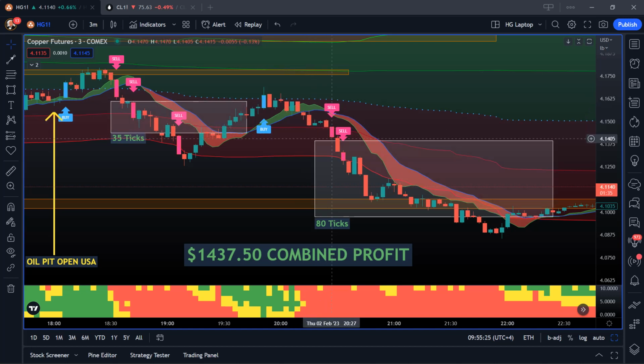We go short, it goes to the next zone, but the ribbon remains red. It pushes through, comes back up. Eventually the ribbon turns green around about 10:30 p.m. Dubai time. Take the 80 ticks profit, 115 ticks profit, two trades, $1,437.50 combined profit.